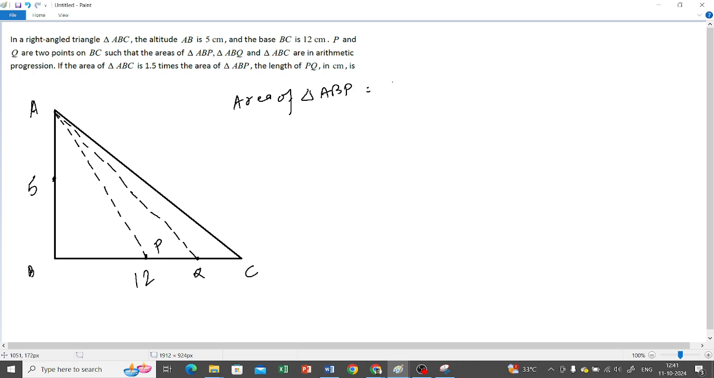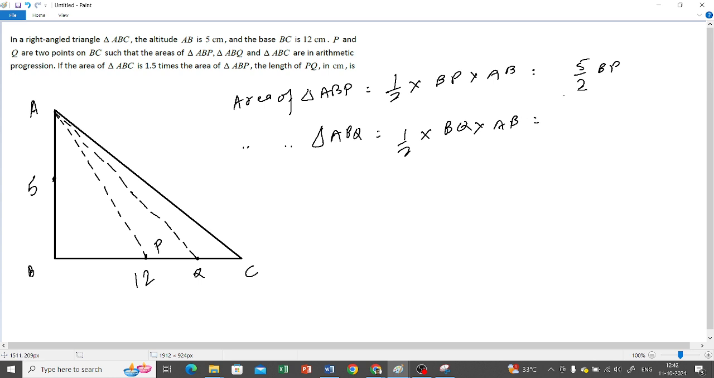Area of triangle ABP is half into base into height, that is 5 by 2 BP. Area of triangle ABQ is half into BQ into AB. Area of triangle ABC is half into BC into AB.